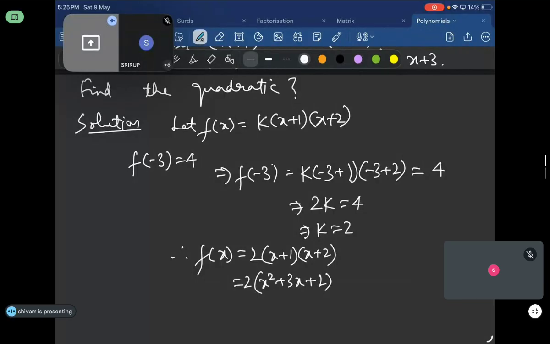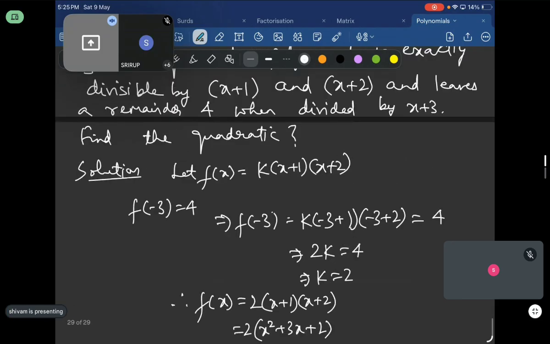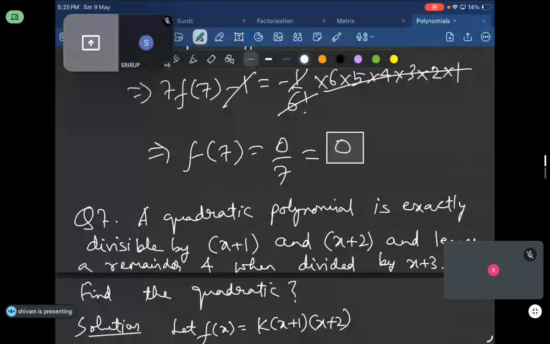Yes, Rishabh, your answer is correct. Anyone having any doubt, you can ask me. Yes, Aryaman, have you understood? Yes. Sumanyu, is it clear? Yes, sir.